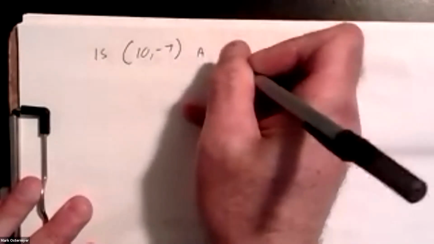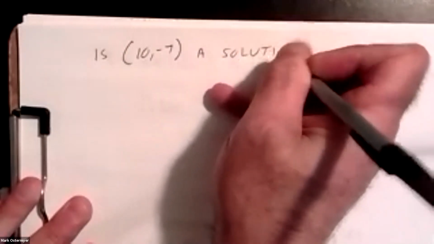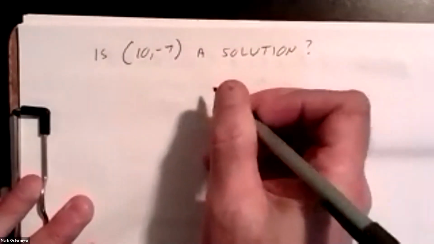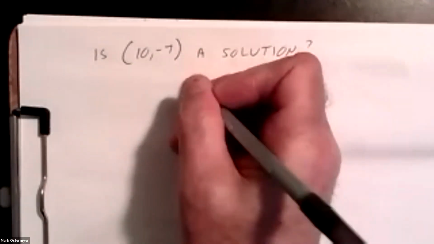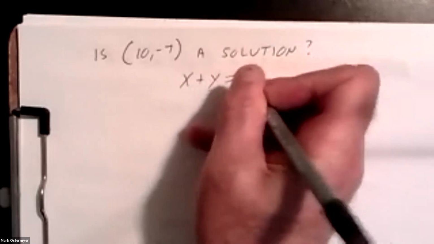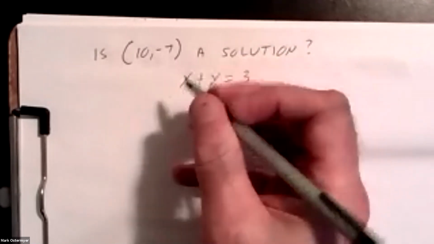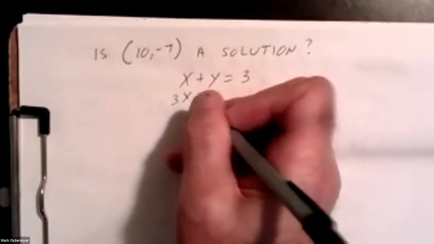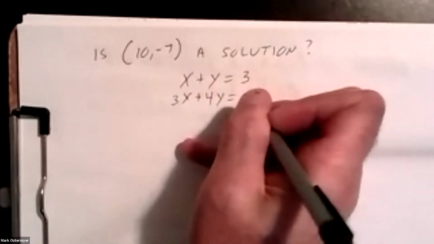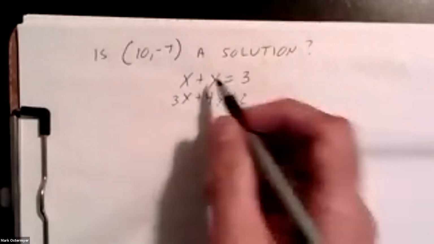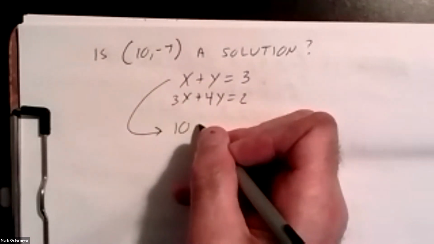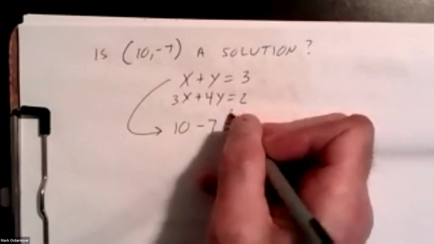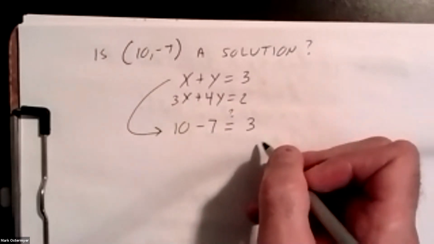Is (10, -7) a solution to the system of two linear equations and two unknowns? So is it a solution to x plus y equals 3 and 3x plus 4y equals 2? Replace x with 10. Replace y with -7. Does the ordered pair satisfy the first equation?